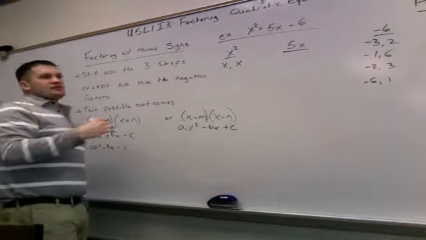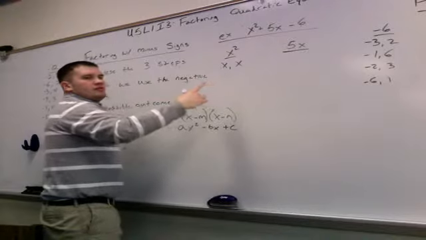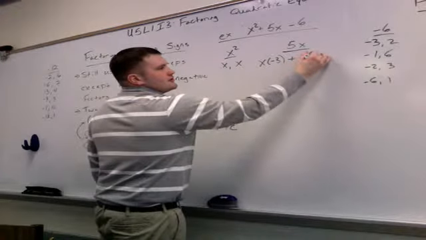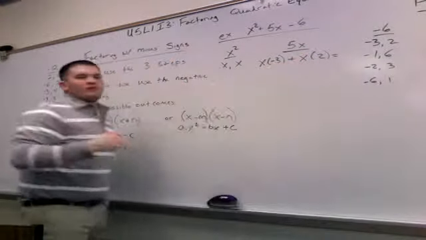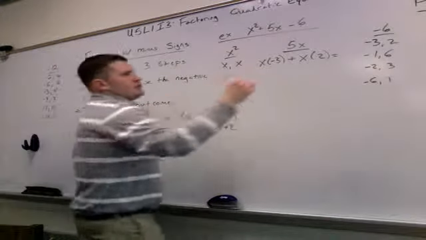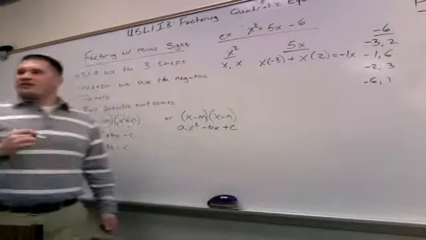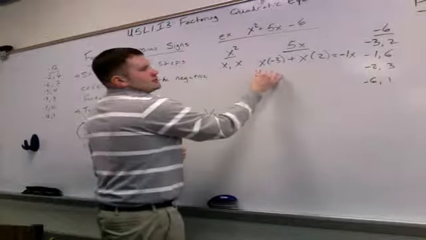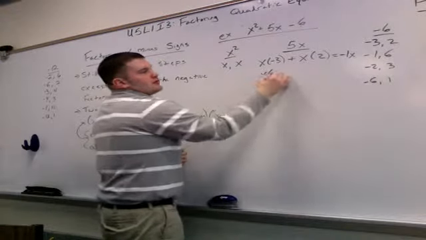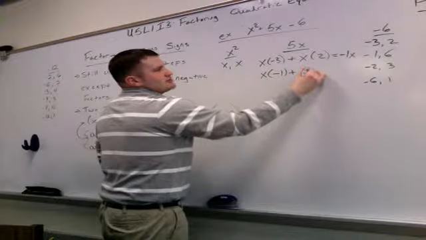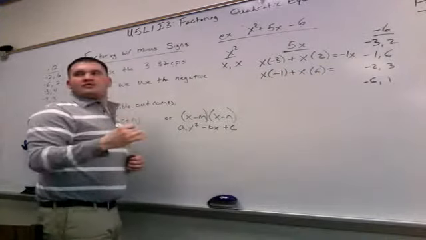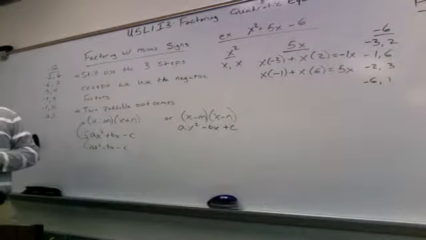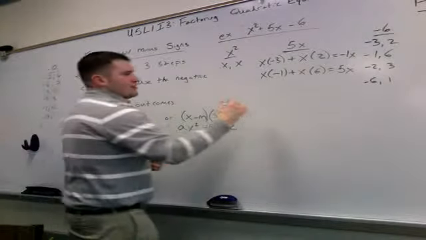Now we want to see the combinations. So we do x times negative 3 plus x times 2. What does that equal? Negative 1x, right? Is that right? No. Move on to the next one. So x times negative 1 plus x times 6. Does that work? Yeah, that's 5x. So that one, that's our answer, isn't it? Yeah, works out.